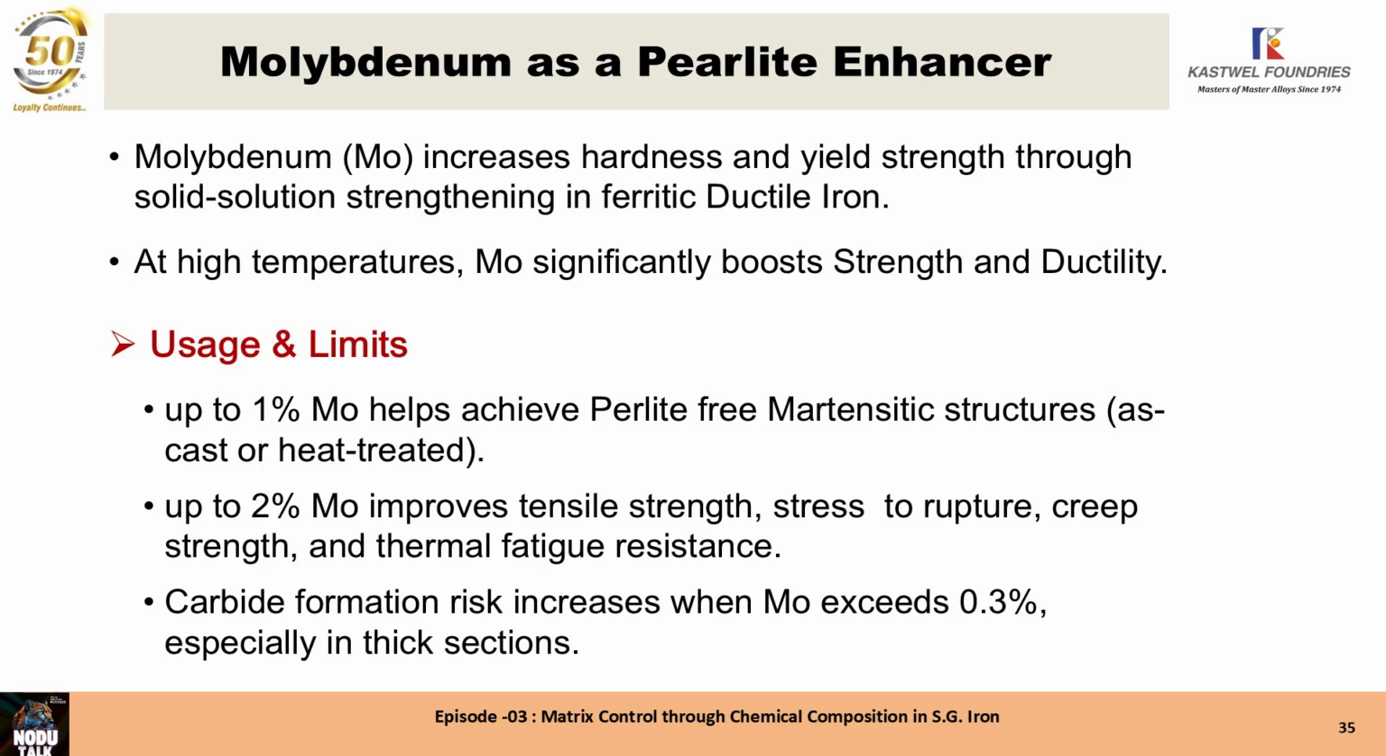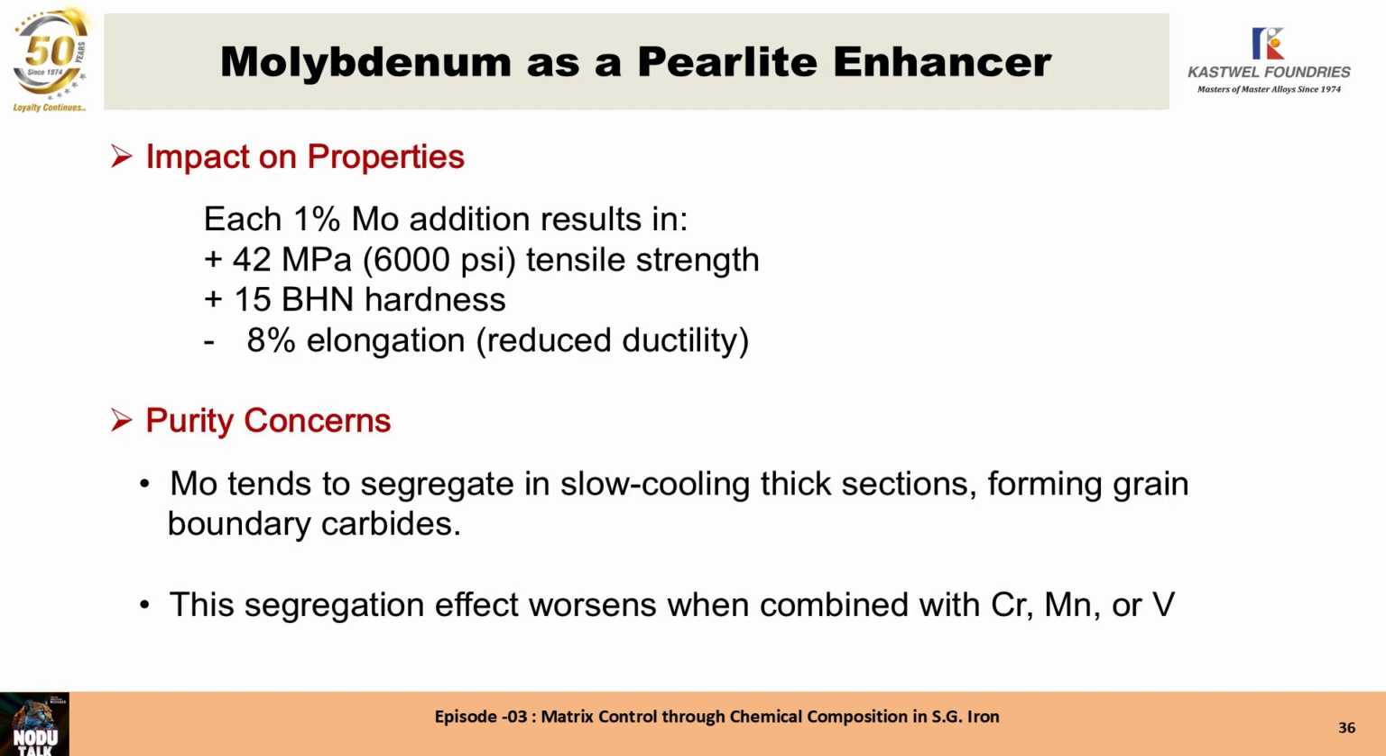Carbide formation risk increases when molybdenum exceeds 0.3%, especially in thick sections. If molybdenum is added in thick sections, it should not exceed 0.3% to avoid the risk of carbide formation. Molybdenum's impact on properties: each 1% molybdenum addition results in a 42 megapascal increase in tensile strength, a 15 point increase in hardness, and elongation reduced by about 8%.